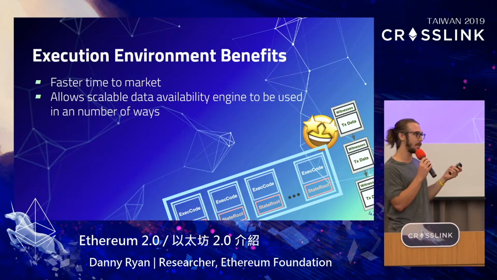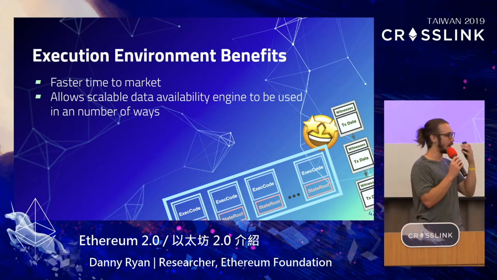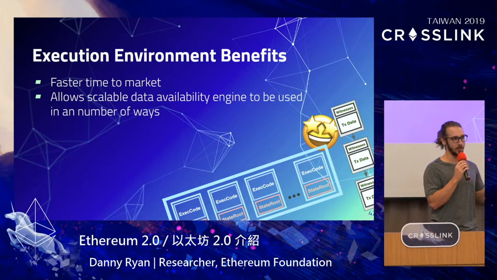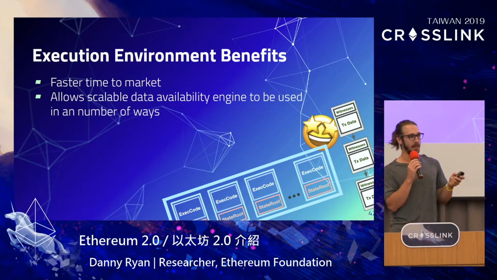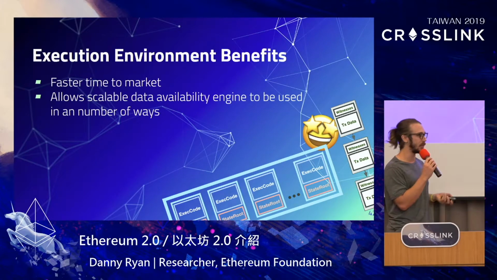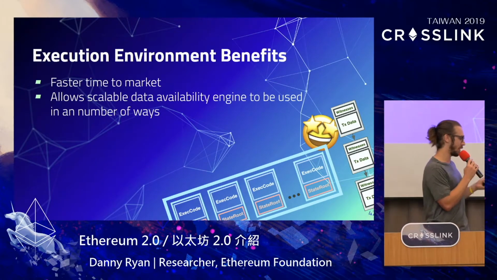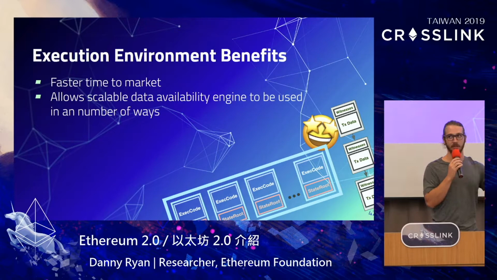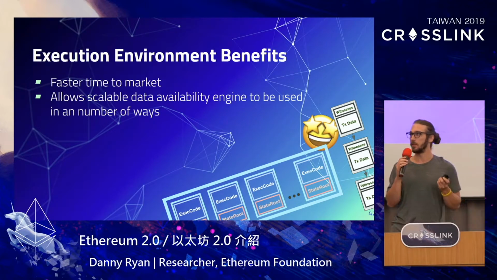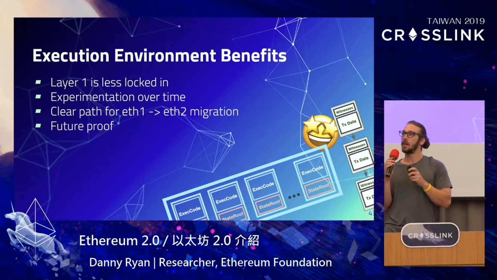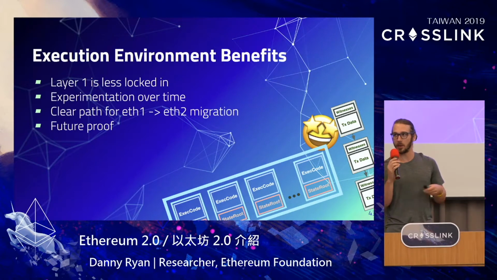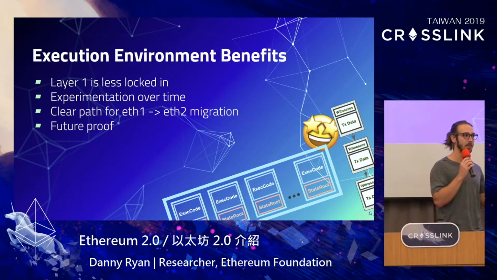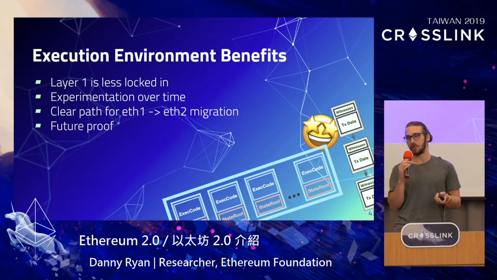So this core base layer we want to be used for decades and decades to come, and I think to presume that today we know exactly how it should be used and how it should be structured, we don't actually know that. And so this just allows it to be a little bit more future-proof. Right, so layer 1 becomes a little less locked in. It can just be a general scalable data layer. It allows for experimentation over time, and a clear path from ETH1 to ETH2.